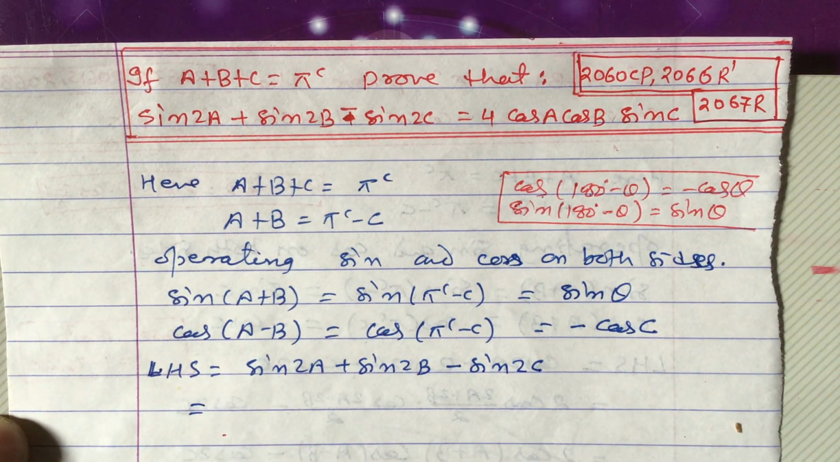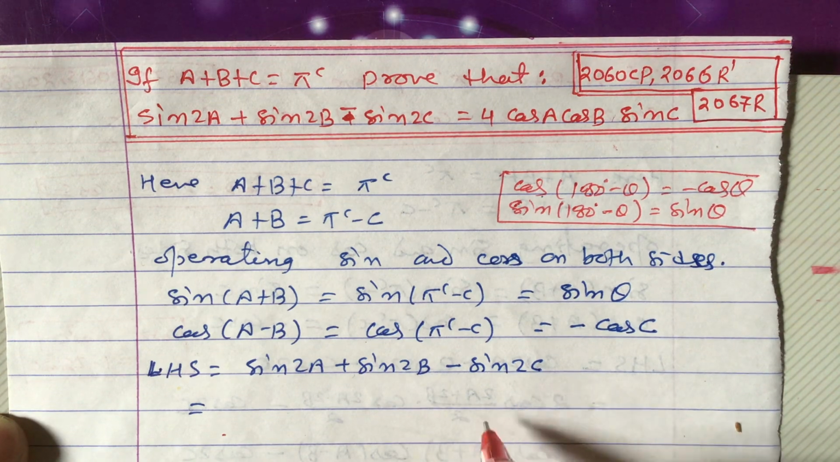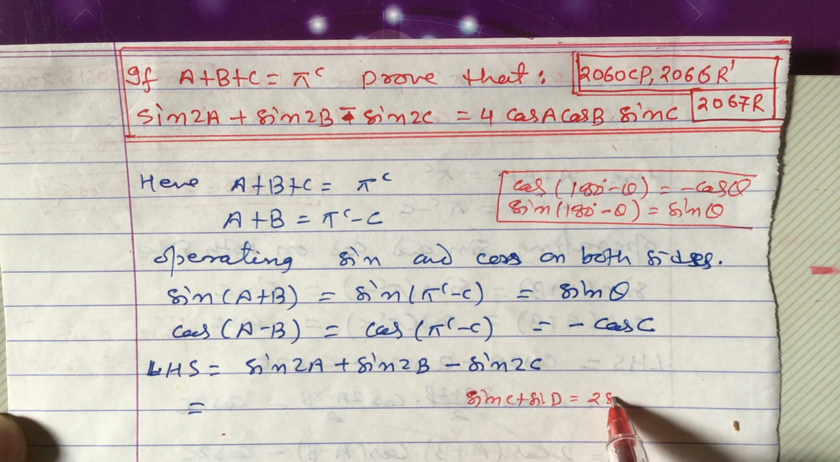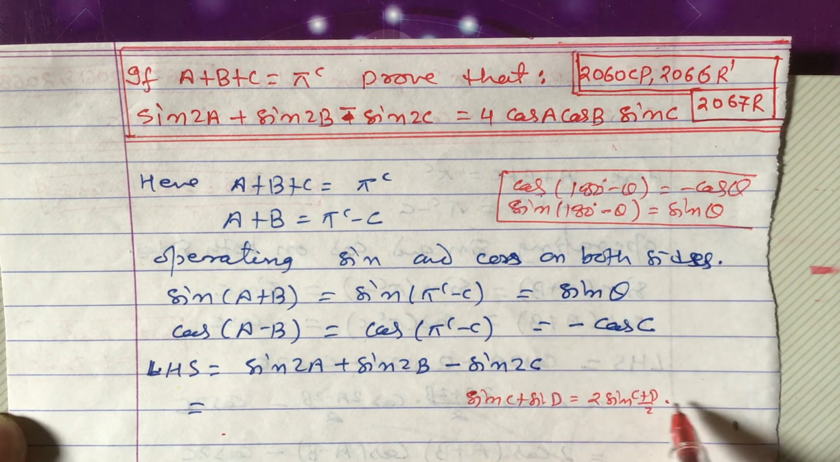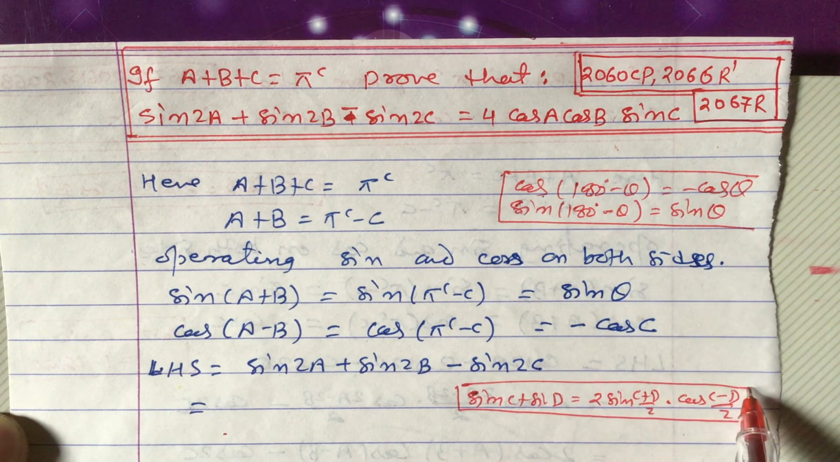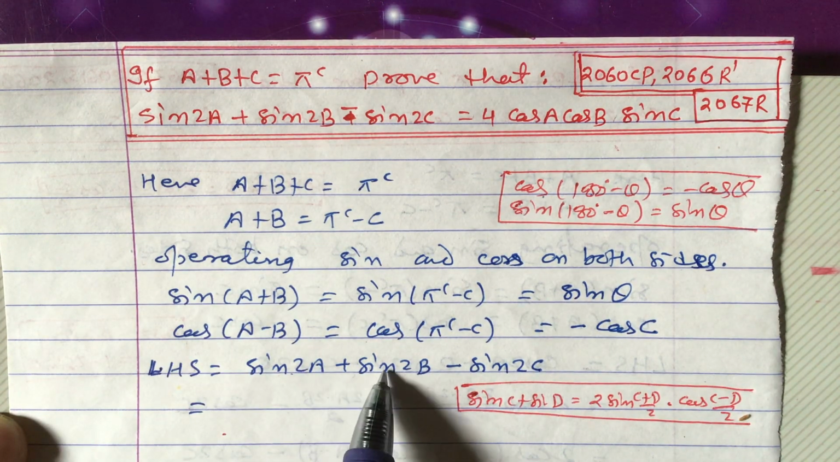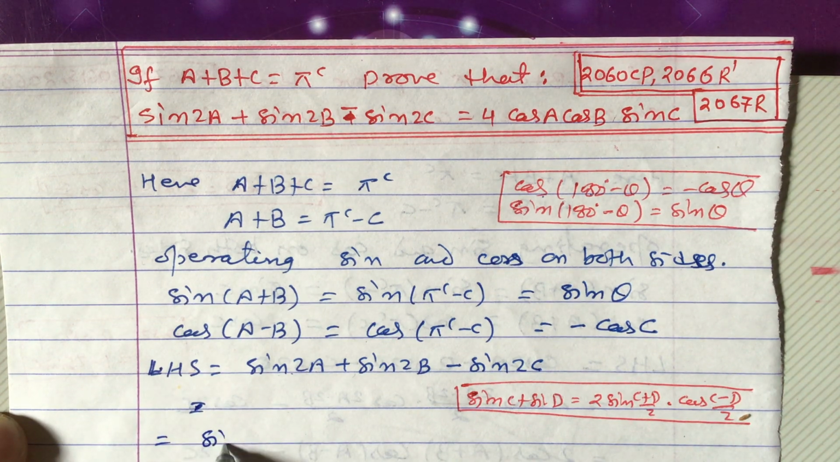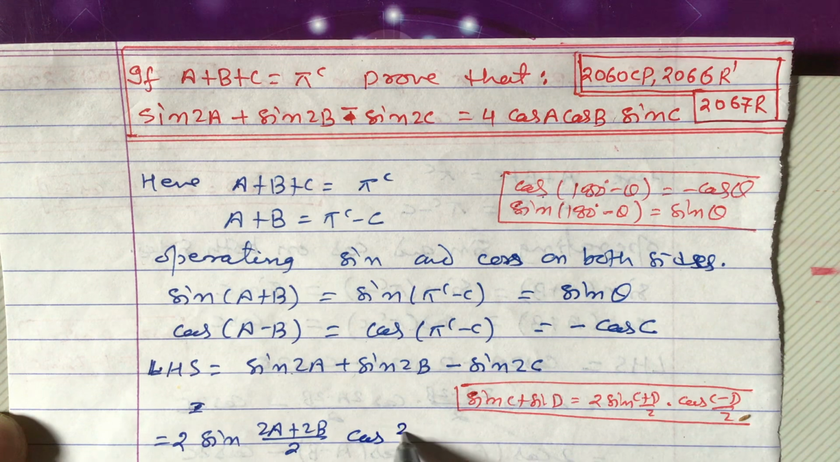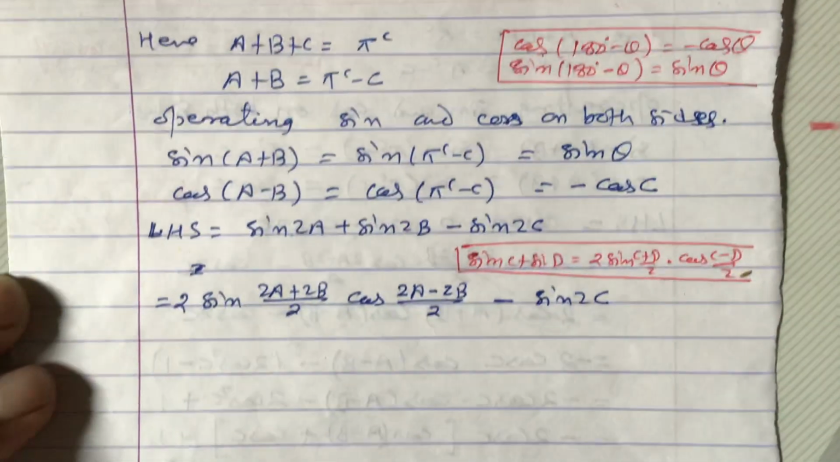So now we will apply the sine c plus sine d formula. Our formula is like this: sine c plus sine d is equals to 2 sine c plus d by 2 dot cos c minus d by 2. This is the formula. Okay, this formula we will apply here now. So if you put here the sine c plus sine d formula, you will get like this: 2 sine 2a plus 2b divided by 2, and then cos 2a minus 2b by 2, and then the minus sine 2c as it is, we can leave.